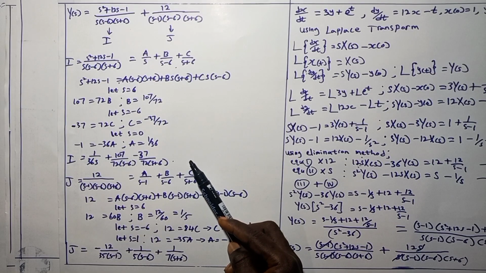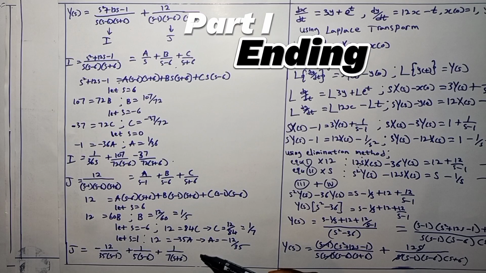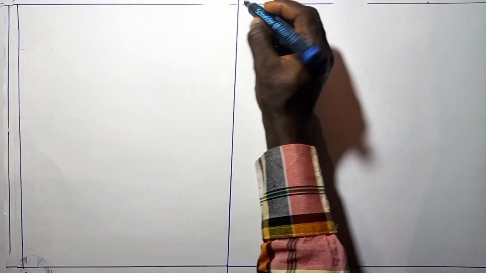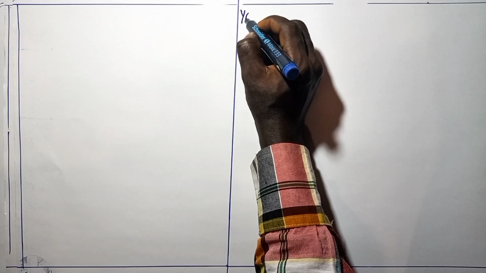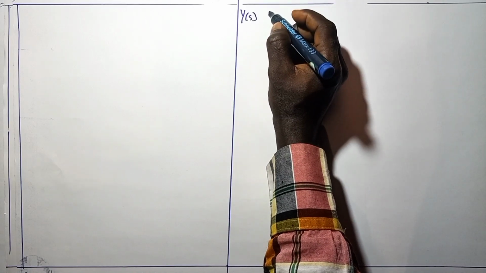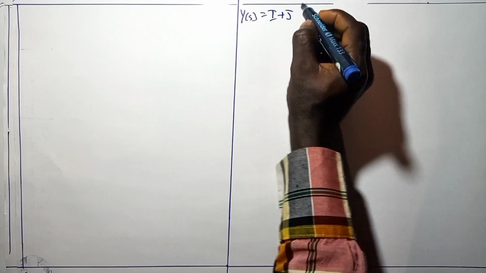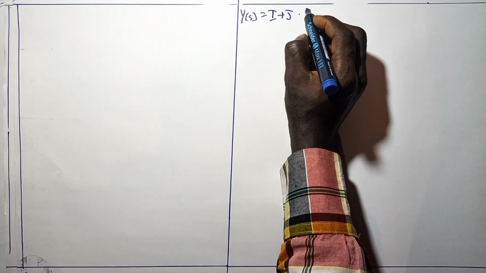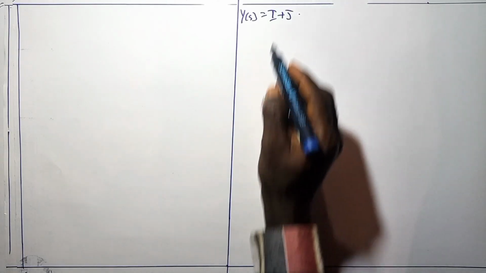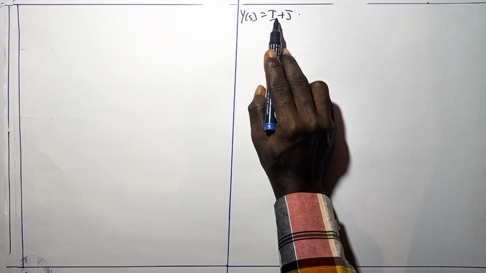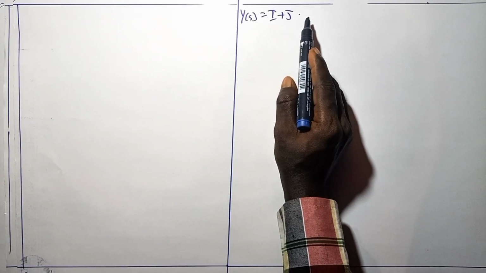So now we are adding I and j together. Our y of s now, don't forget we said y of s is I plus j, which is y of s. So I'm going to add this. This I and j is already in partial fraction.